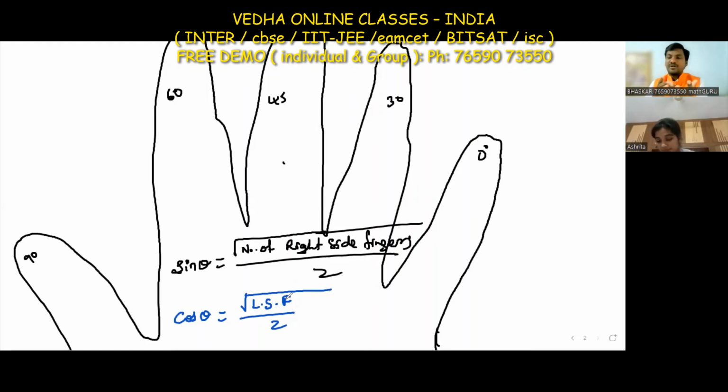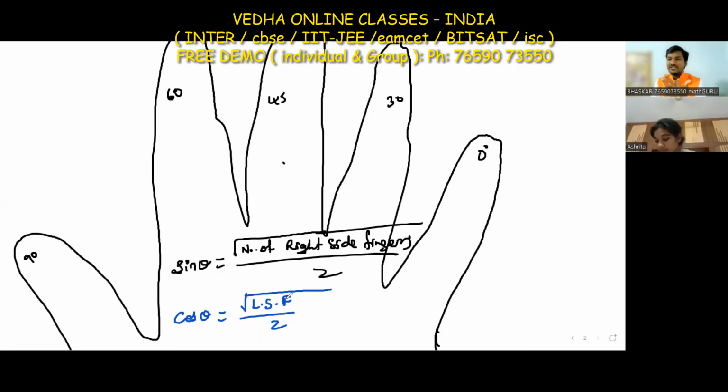Now close 0 degrees. How many fingers are there on the left side? 4 fingers. Root 4 by 2 equals 2 by 2, which is 1. Close 30 degrees now. 3 fingers are there, root 3 by 2. Close 45 degrees. On the left side we have 2 fingers, root 2 by 2, that means 1 by root 2.